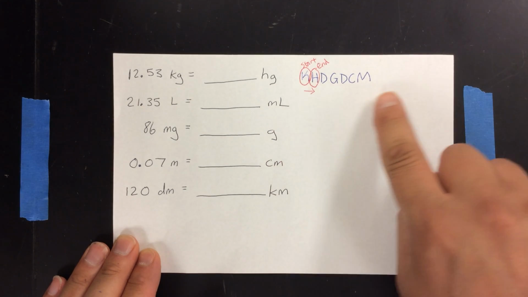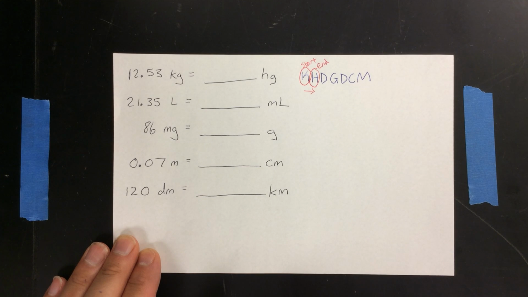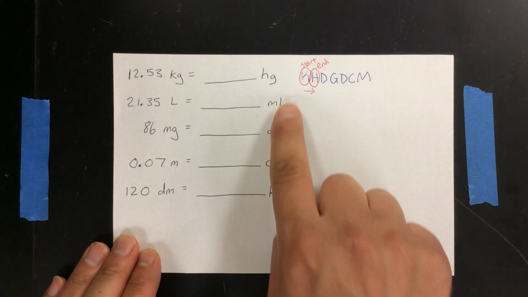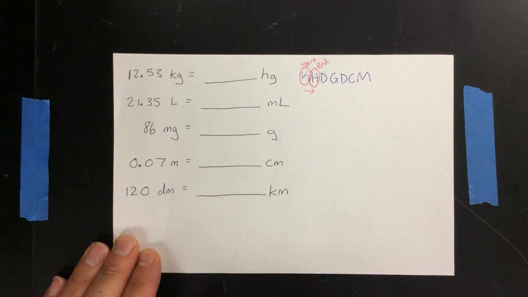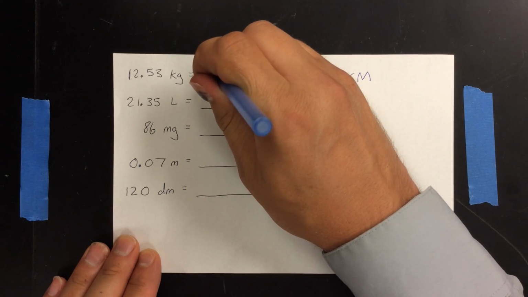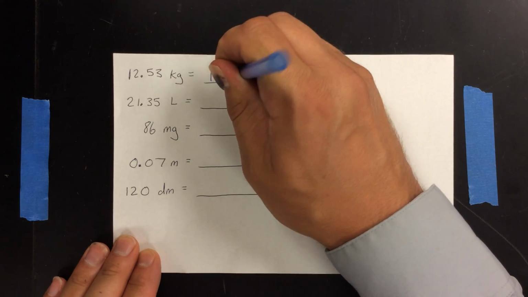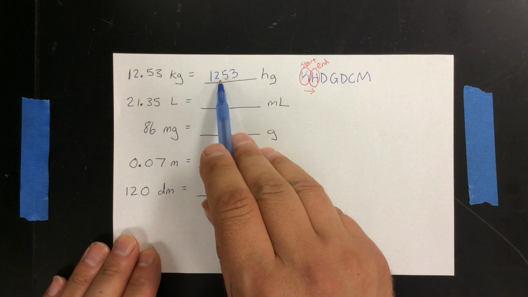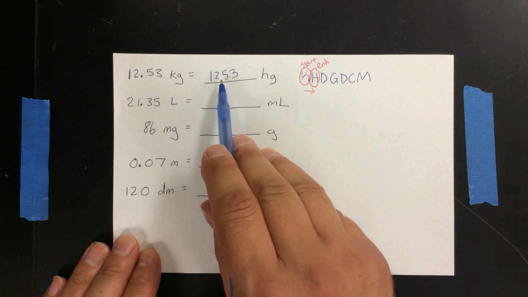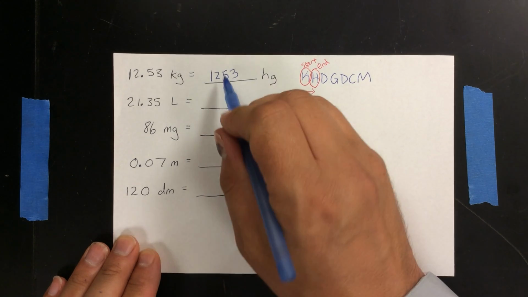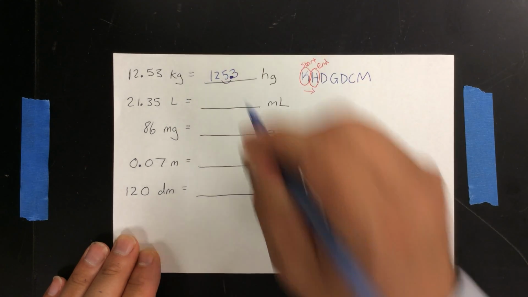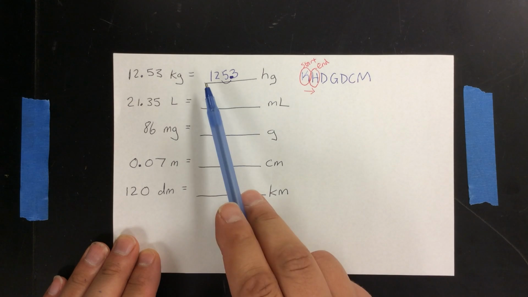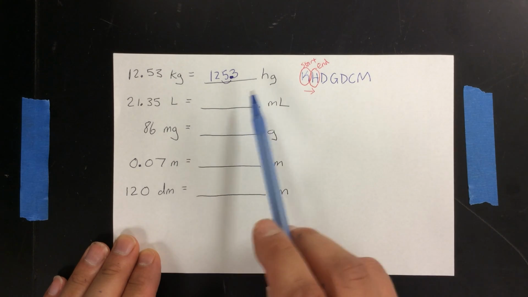However many letters you move over, it's the same number of times you have to move the decimal point. And whether you're moving to the right or to the left on this dog phrase tells you which way you move the decimal point as well. So here's our 1253. Our decimal point started here, but we need to move it one spot to the right. So from here to there we go 1, and that moves the decimal point right here. So our final answer is 125.3 hectograms.